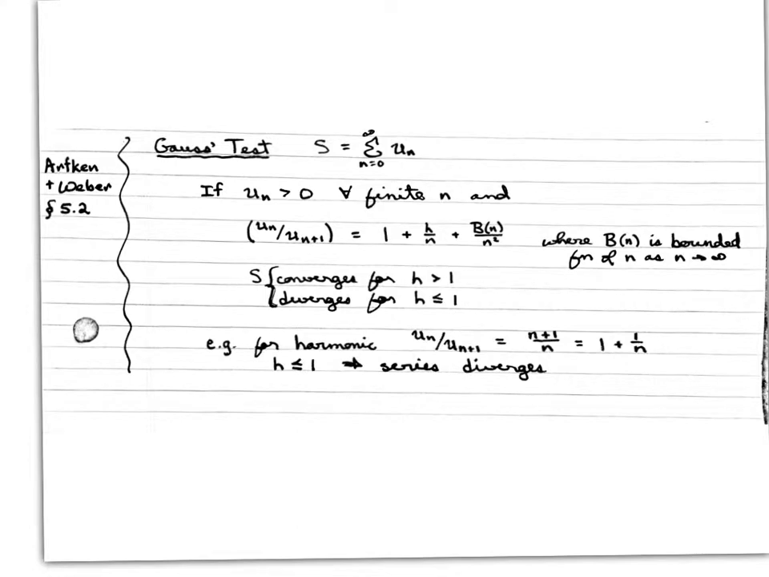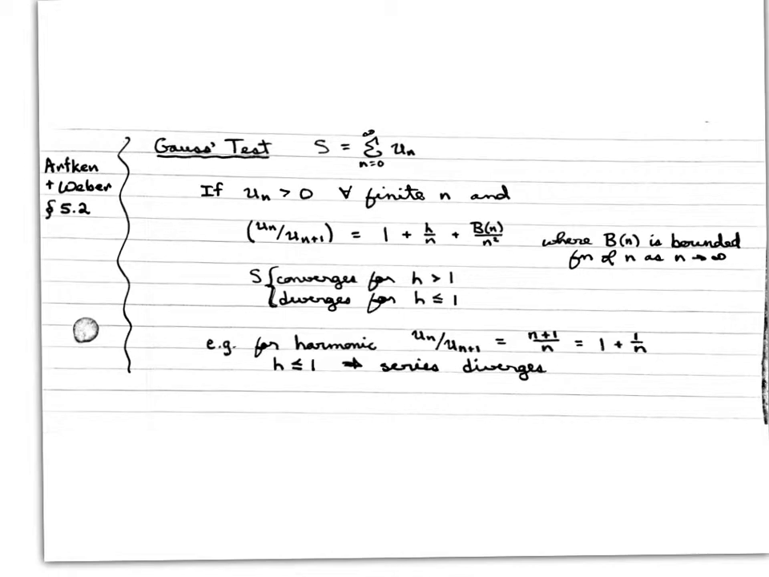This one is called Gauss's test. Let's start again. Our series is a sum over a number of terms u sub n. Gauss's test, and I should note that the Arfken and Weber book talks more about this in Chapter 5, Section 2. Gauss's test doesn't always apply. It applies under certain circumstances.